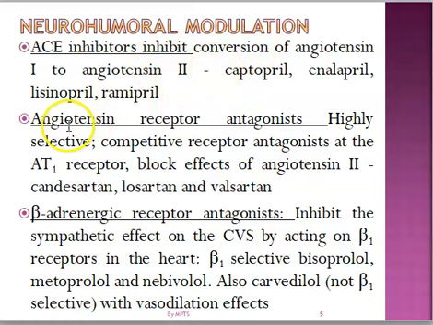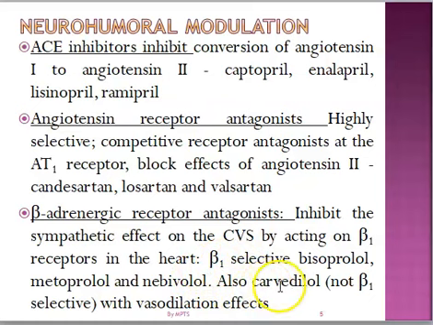We can have the angiotensin receptor antagonists, the selective AT1 antagonists. Of course, candesartan, valsartan. These ones, of course, we know they block the effects of angiotensin 2. And again, the beta adrenergic antagonists, they inhibit the sympathetic effect on the CVS by acting on the beta 1 receptors within the heart. Bisoprolol, metoprolol, nebivolol, these ones are common.